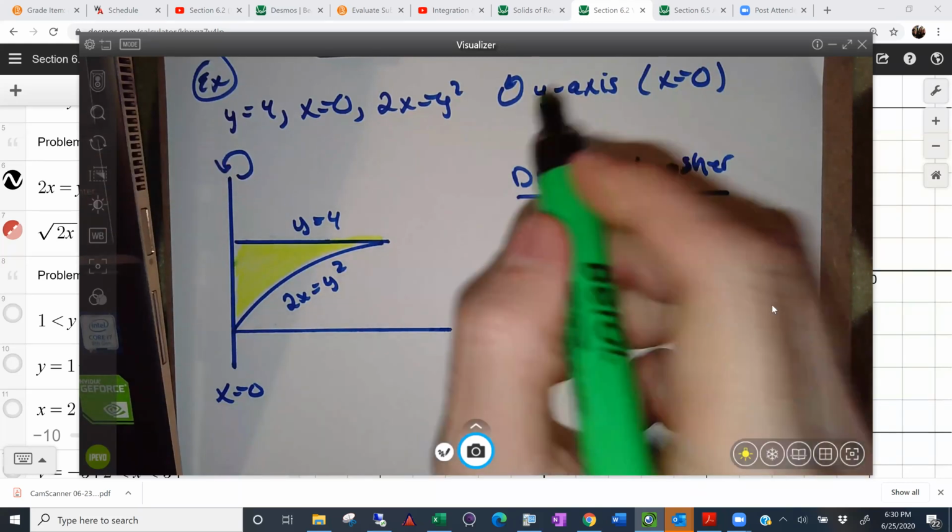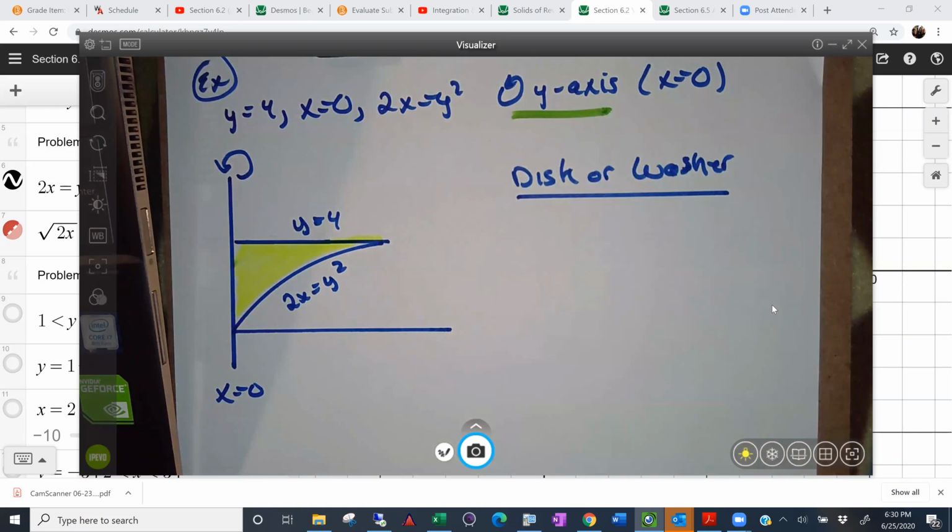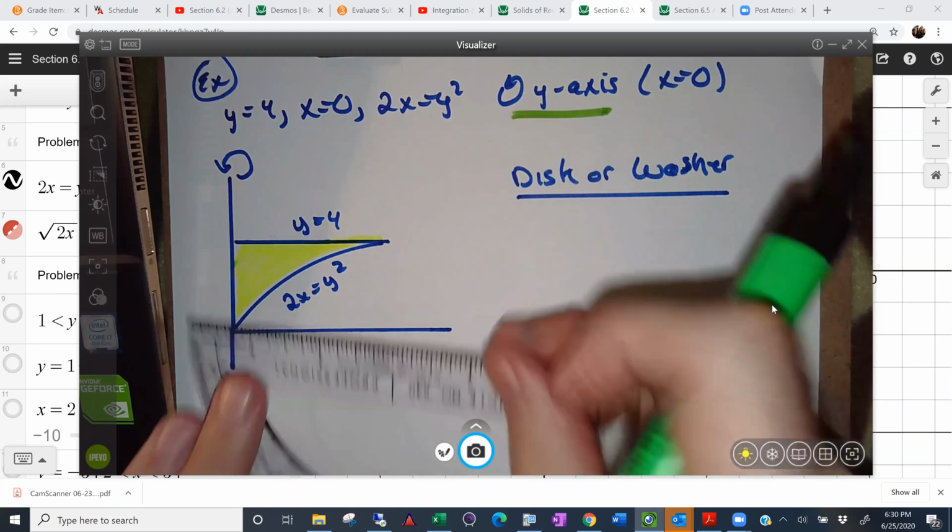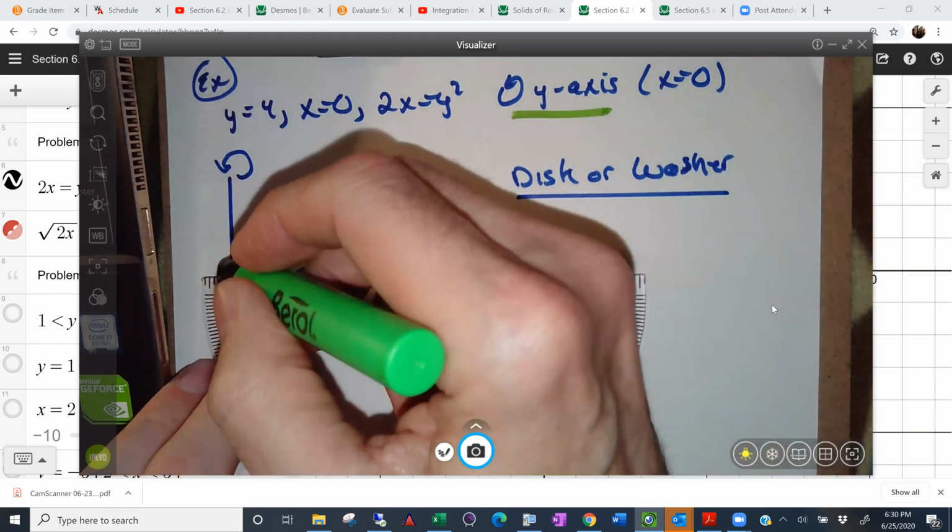That stuff has to be given to you. When we rotate around the y-axis, in what direction do I have to take my slice? Am I going to take a dx slice or a dy slice? dy. I've got to vote for dy. I like that. Let's go with a dy.